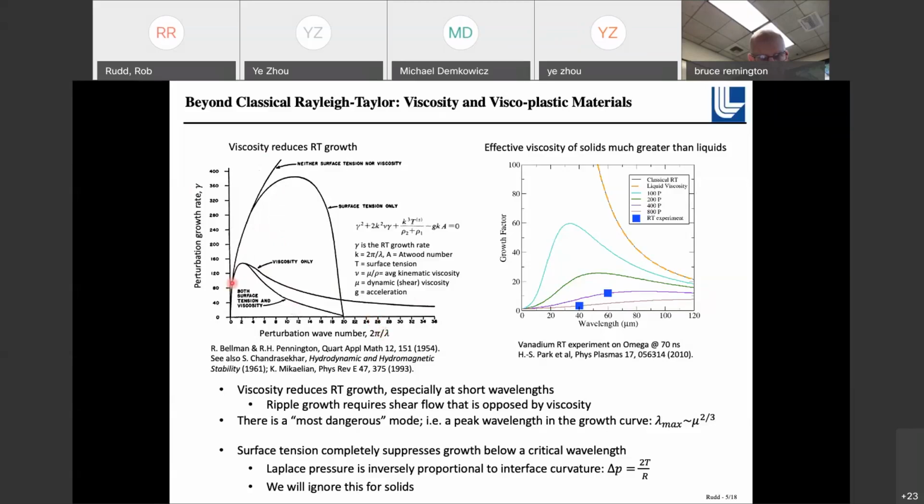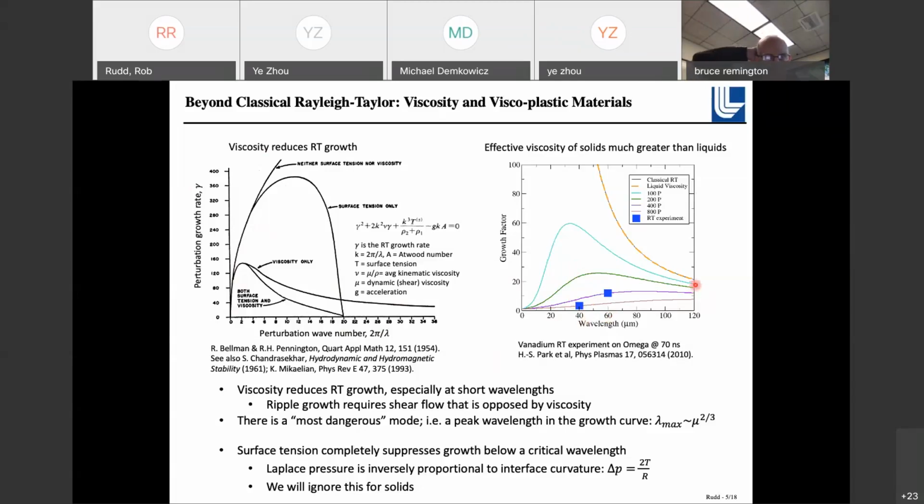So you can take this kind of viscous description and apply it to metals, such as what's shown on the right here. So these are data from an experiment done at the Omega laser that accelerated a rippled vanadium sample and then observed the growth of the ripples. And the two blue squares are experimental data with different ripple wavelengths. And then plotted against that are curves from a number of different simulations using different amounts of viscosity.